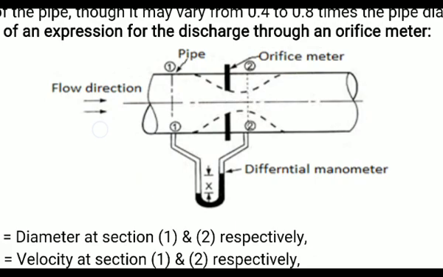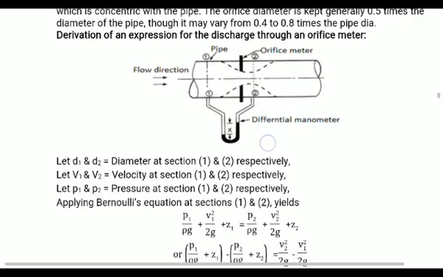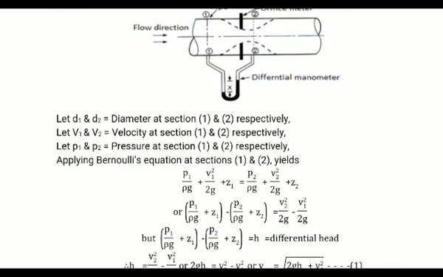So, flow direction, this is section 1-1, this is section 2-2. Section 1-1 has a larger diameter and section 2-2 has a lesser diameter. As usual, let d1 and d2 be the diameters at sections 1 and 2 respectively, v1 and v2 the velocities, and p1 and p2 the pressures at sections 1 and 2 respectively.